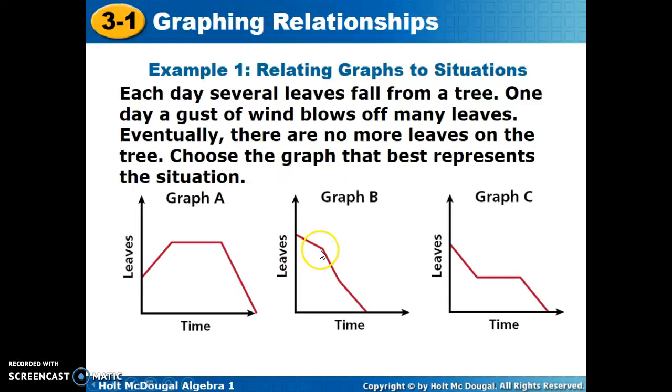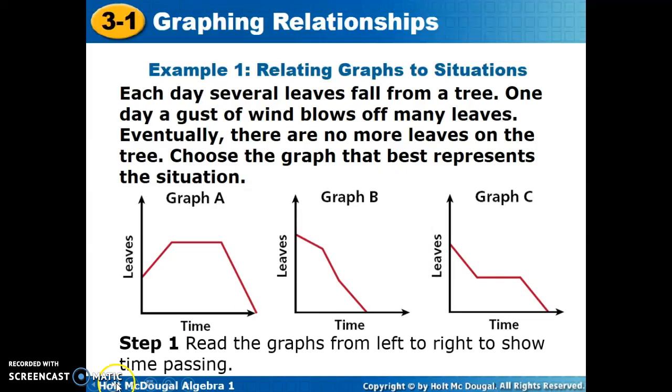Graph B, we see a decrease, no loss at all, and then another decrease. Our situation says a gust of wind blows off many leaves. So they fall gently, then they fall more rapidly, and then they go back to falling gently again. This flat line would not indicate a gust of wind over time. It would indicate the same number of leaves maintained on the tree over time.